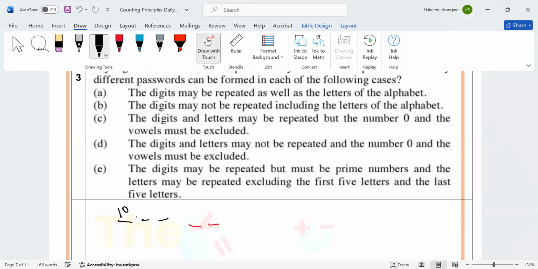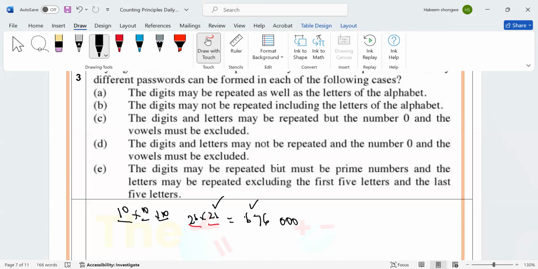So we're going to put 10 multiplied by 10 multiplied by 10, multiplied by 26, multiplied by 26. The answer that we get all in all is 676,000.